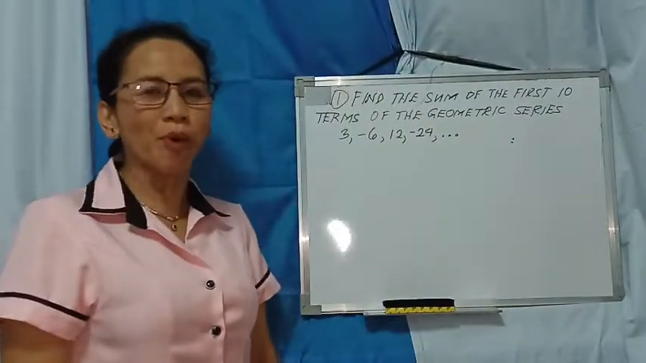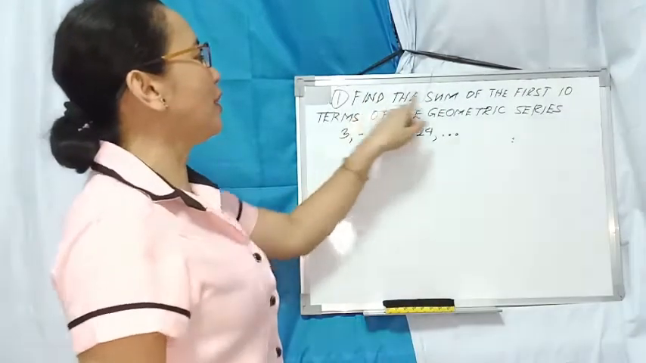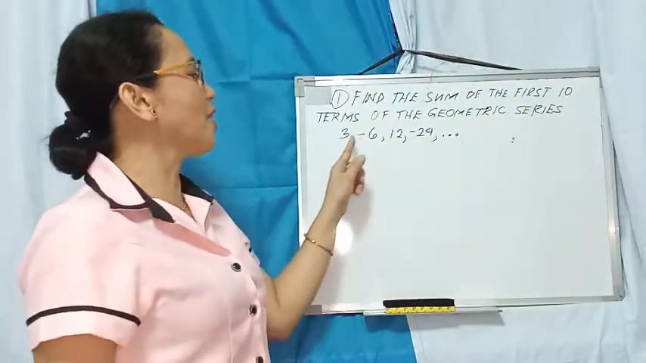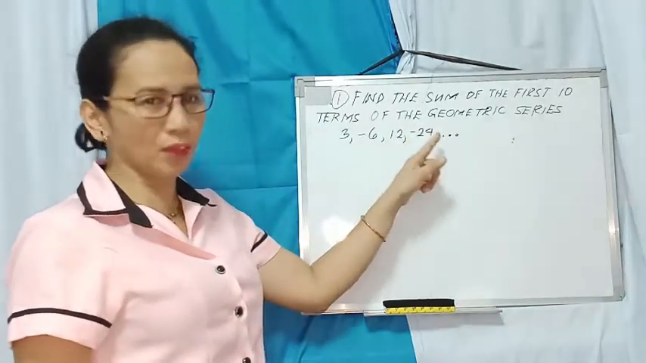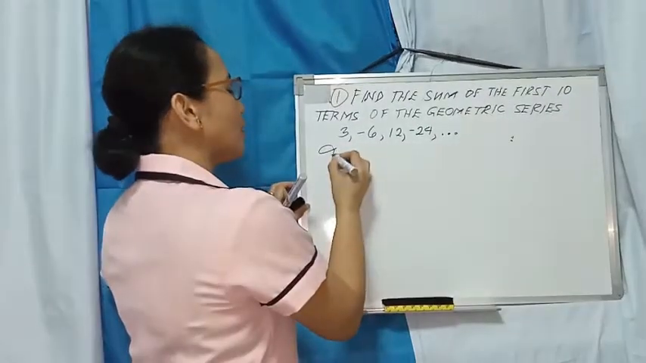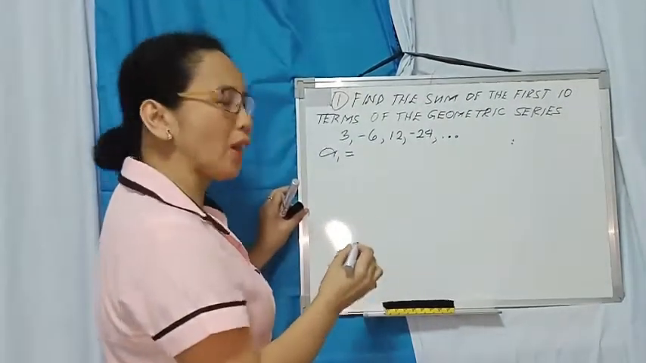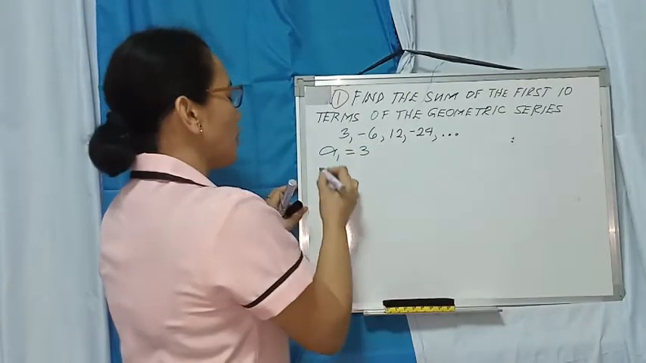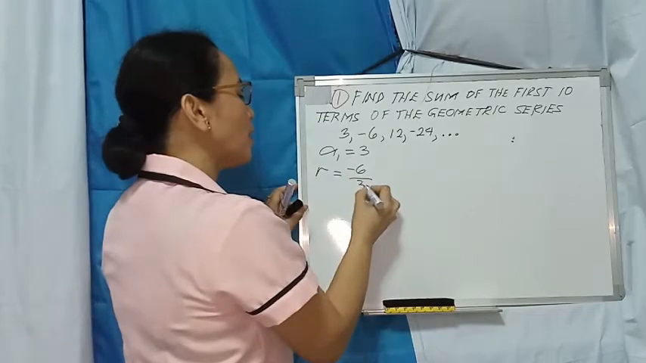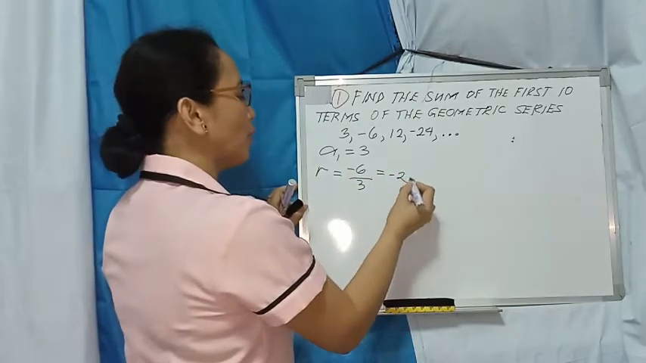Ang ating topic ngayon o paksa ay tinatawag nating Geometric Series. Okay, for example, halimbawa, find the sum of the first 10 terms of the geometric series 3, -6, 12, and -24. So we are now identifying first a sub 1. Ano daw ang a sub 1? That is 3. Then what is the common ratio? That is -6 divided by 3, which is equivalent to -2.